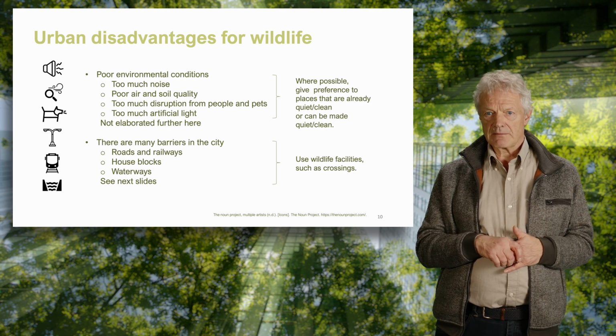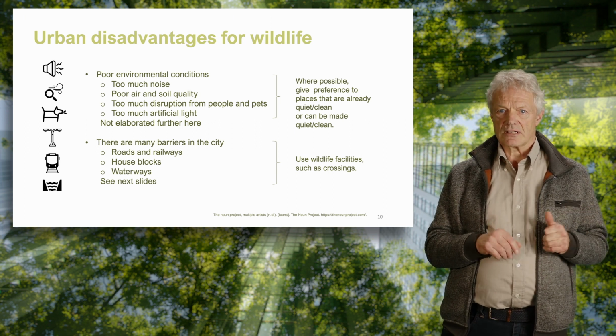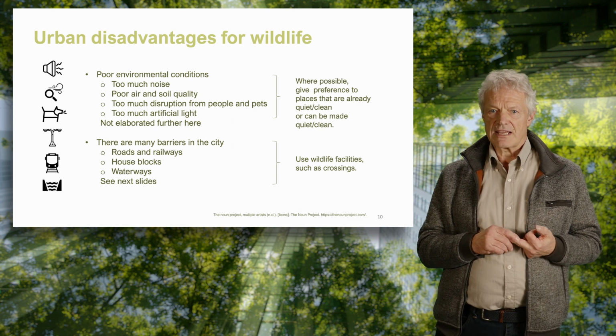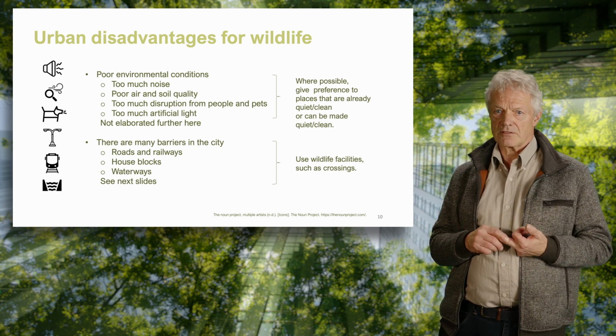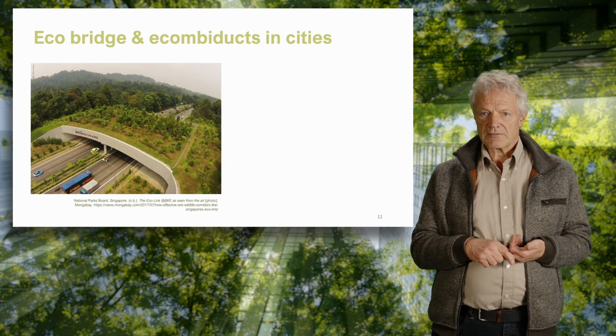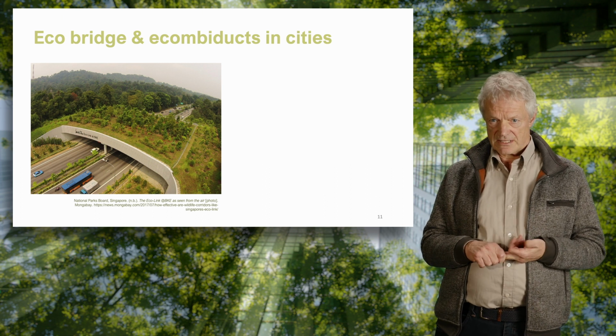Still, there are many barriers in the city. Roads and railways, blocks of houses and waterways can be large obstacles. On the following slides, we'll show you some examples of how to overcome these. The first example is of an eco-bridge and eco-combinates in cities.